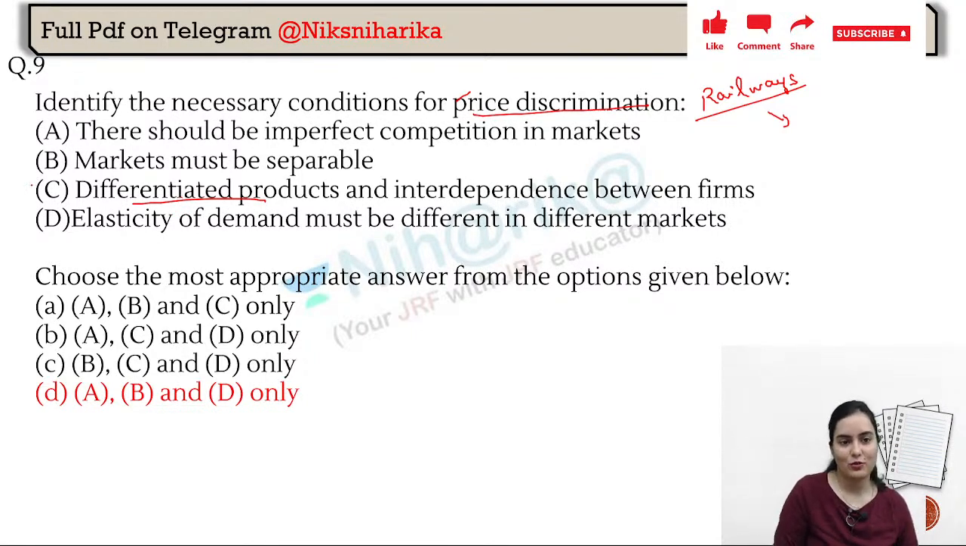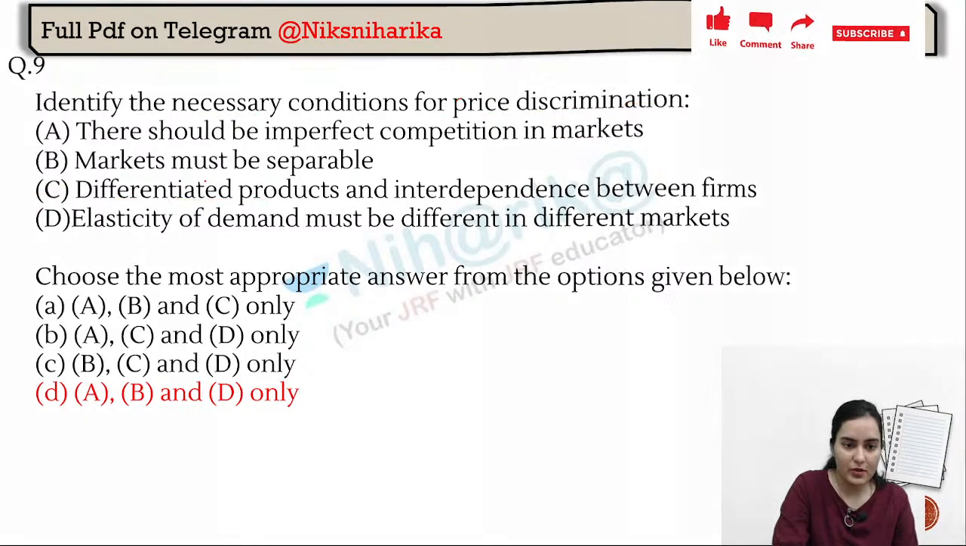That's why we have to exclude this. It is not a necessary condition. Products may be differentiated, but not necessarily. It depends upon demand and supply also. That's why options A, B, D are correct.